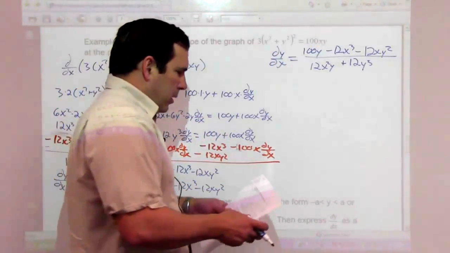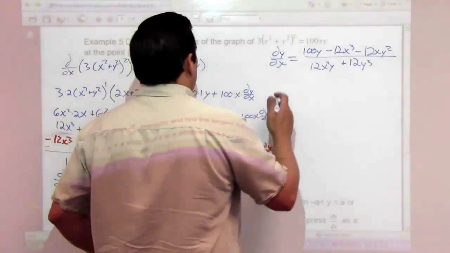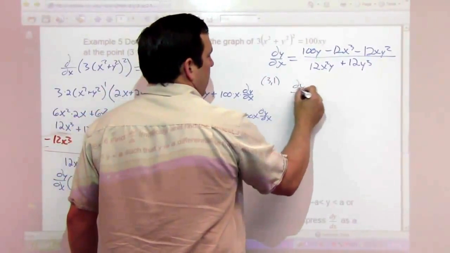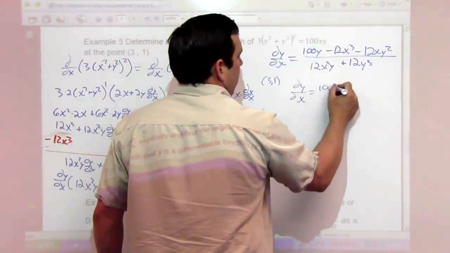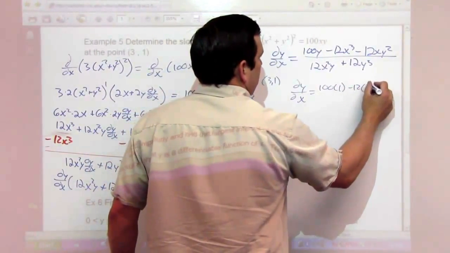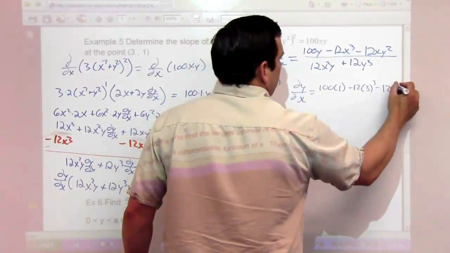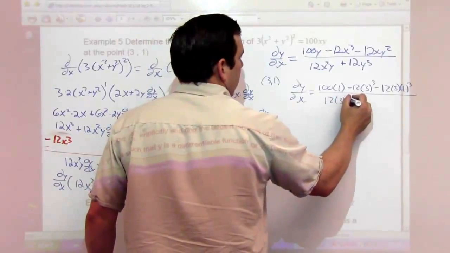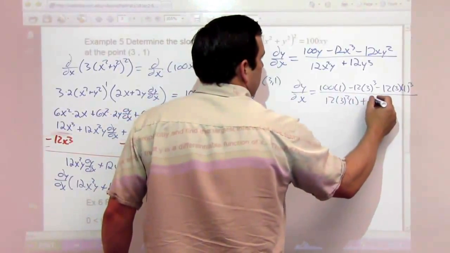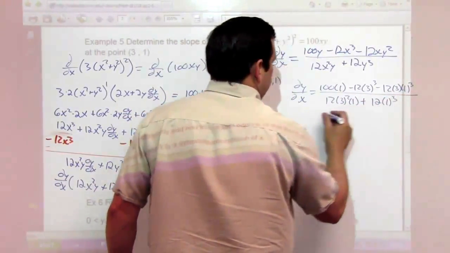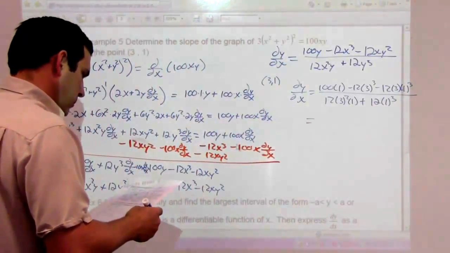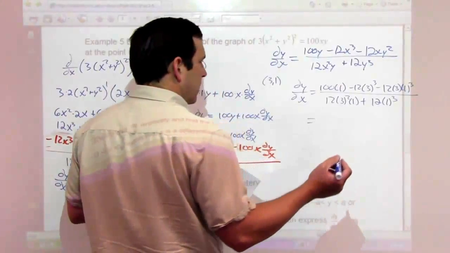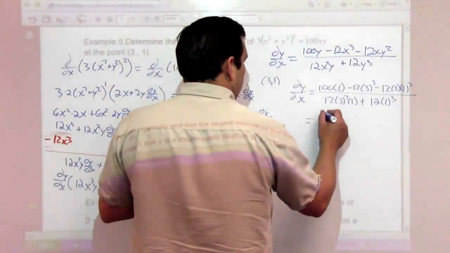We can divide out a 4 if we want to. Don't have to. So now we're going to plug in the point (3, 1). So our dy/dx is going to be 100 times 1 minus 12 times 3 cubed minus 12 times 3 times 1 cubed over 12 times 3 squared times 1 plus 12 times 1 cubed. You're going to end up with, drum roll please, 13 over 9.